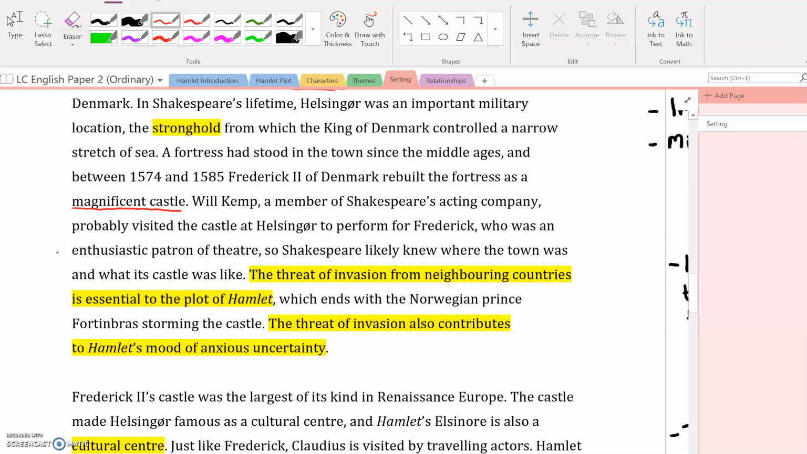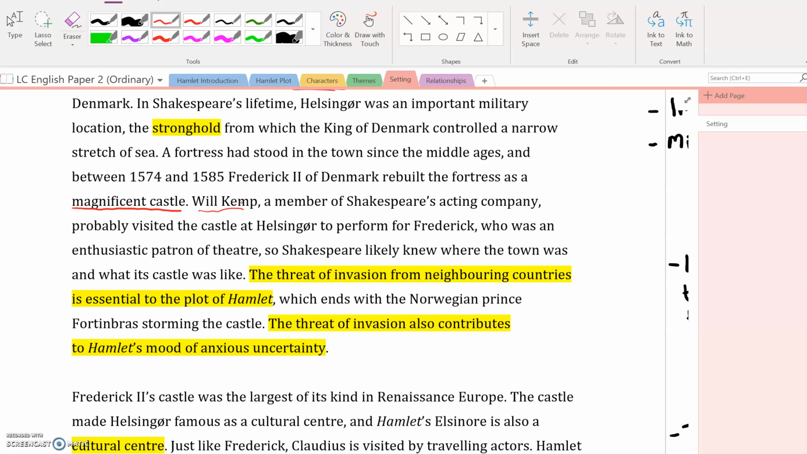So Shakespeare likely knew where the town was and what its castle was like. There's no evidence Shakespeare ever actually visited the castle himself, but this guy, a friend of his that acted for him, did, and he told him about it, and that's why he set it there.